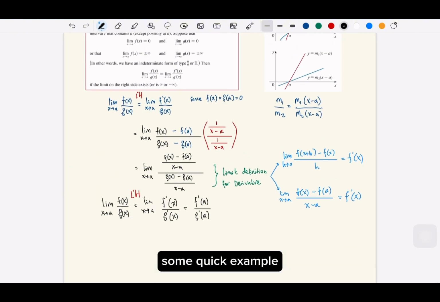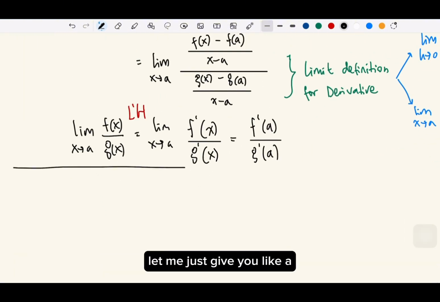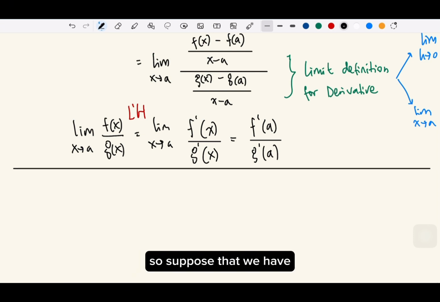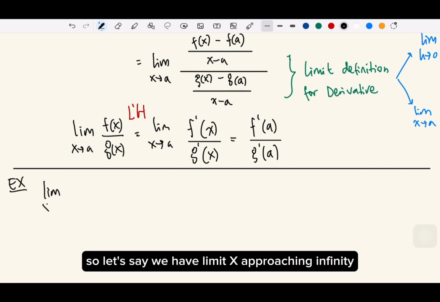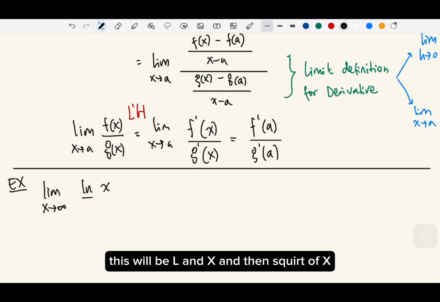Some quick examples of how we are using it. Let me give you a really simple question on limits. So suppose this is an example. Let's say we have the limit as x approaches infinity of ln x over the square root of x.